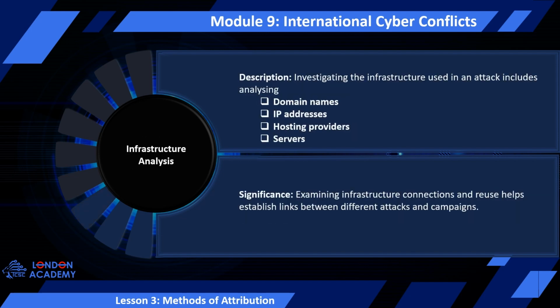3. Infrastructure analysis. Investigating the infrastructure used in an attack includes analyzing domain names, IP addresses, hosting providers, and servers. Examining infrastructure connections and reuse helps establish links between different attacks and campaigns.